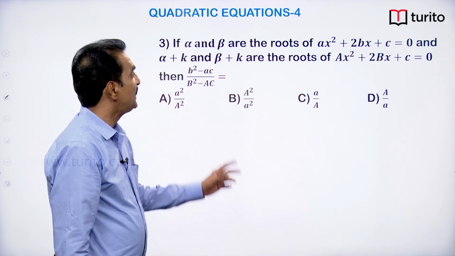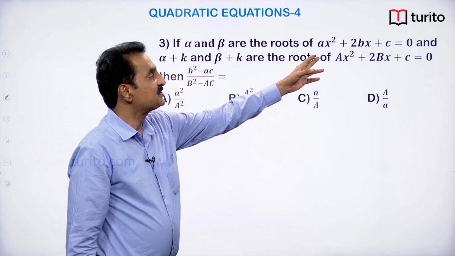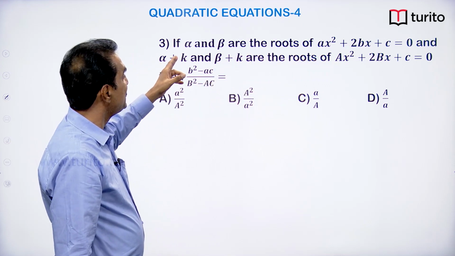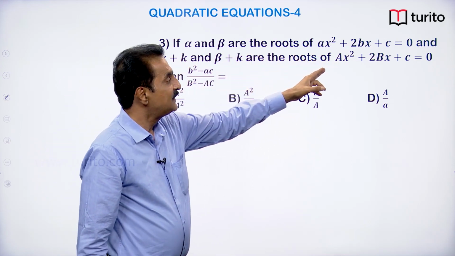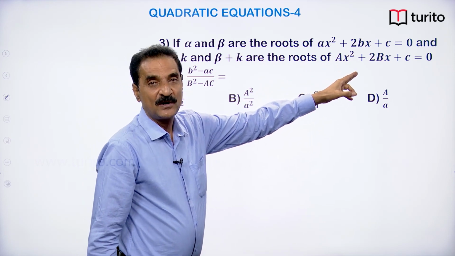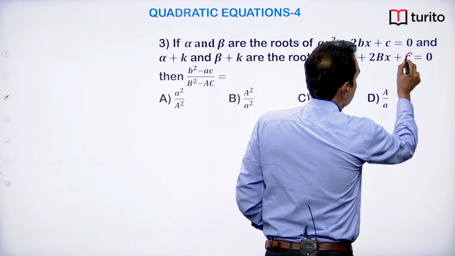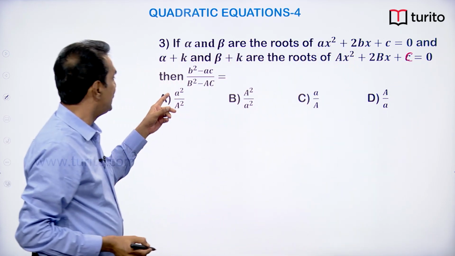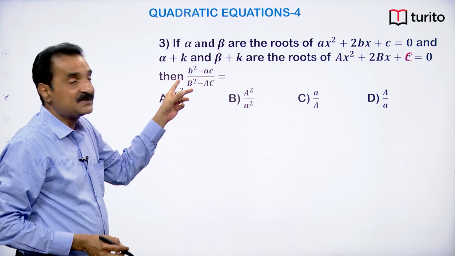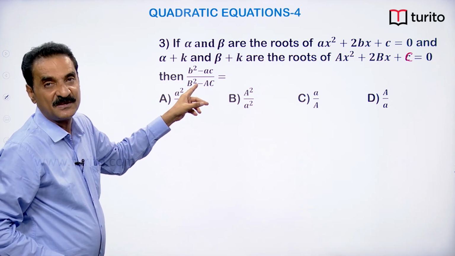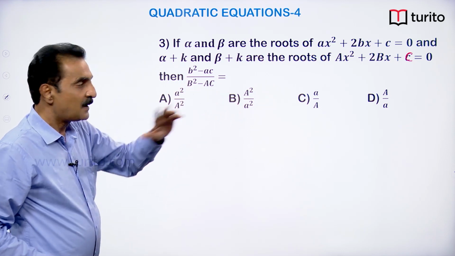If alpha and beta are the roots of ax square plus 2bx plus c is equal to 0, and alpha plus k and beta plus k are the roots of capital Ax square plus 2 capital Bx plus capital C is equal to 0, then what is the value of b square minus ac with small letters divided by b square minus ac with big letters? Options are given.